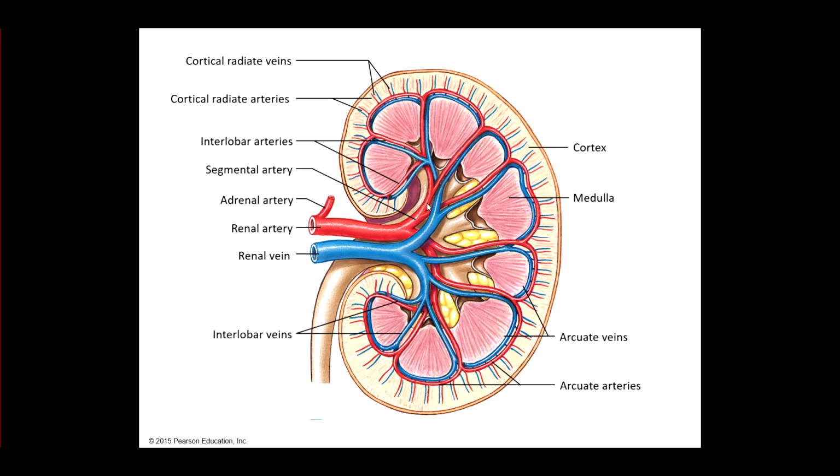So follow this one from here. These branch, and they're going to go into this area here. This is known as the interlobar artery. So this one here would be an interlobar, and all of these that are running up through the columns. If you remember from a previous lesson, we had talked about a renal lobe. This is running through the renal lobe, hence the name.